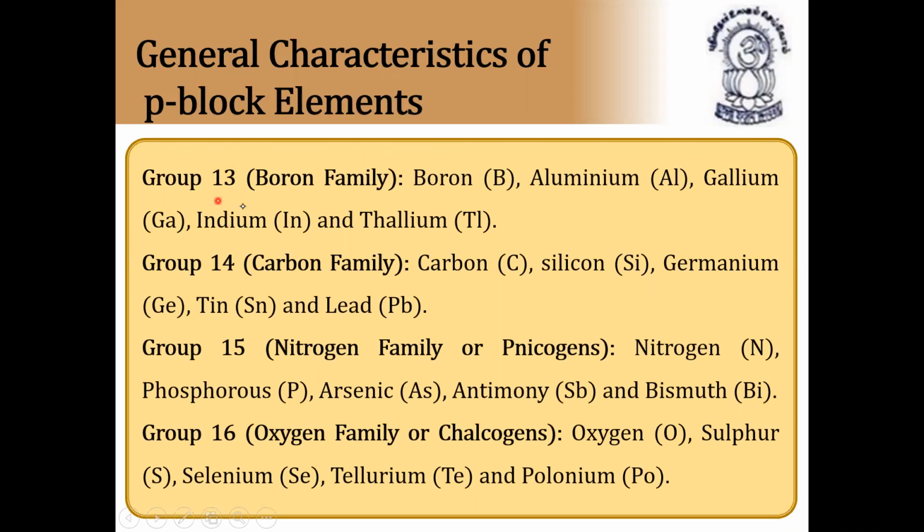So what are the p block elements we have? First, the boron family: boron, aluminium, gallium, indium, and thallium. Gallium is a liquid metal, and boron is a non-metal. Next, the carbon family: carbon, silicon, germanium, tin, and lead. Germanium is a semiconductor. It is nothing but a metalloid.